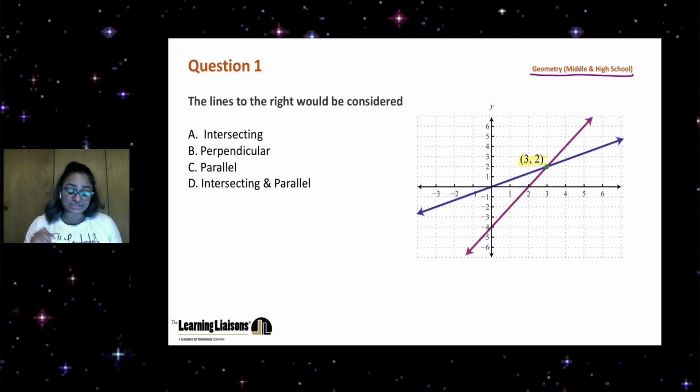So now let's go ahead and read the question and see what they're looking for. It says the lines to the right would be considered what? They didn't really give us much to go off of, so let's read our answer choices. They tell us intersecting, perpendicular, parallel, and intersecting and parallel. Do you guys even know what these words mean? Because we can't move forward unless we actually define the words intersecting, perpendicular, parallel, and intersecting and parallel.